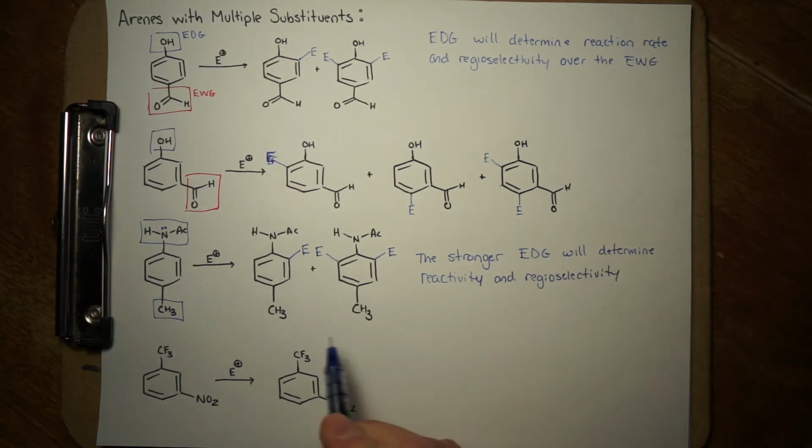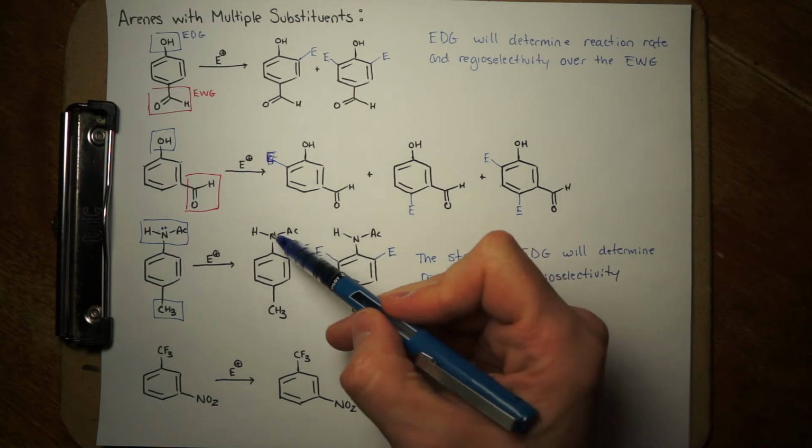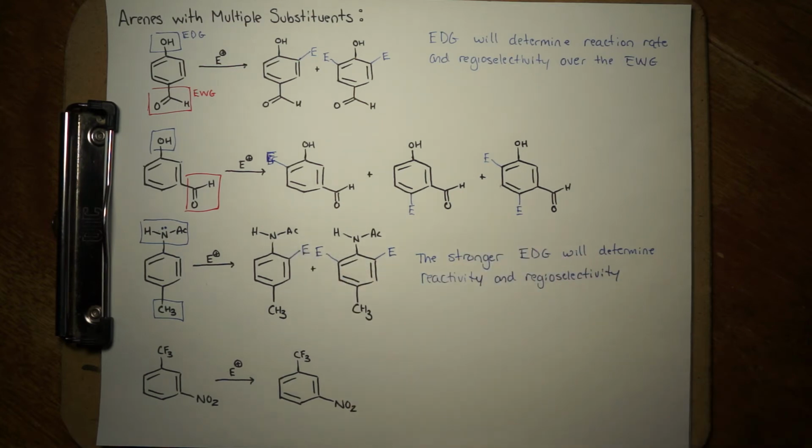So in this case, if we have two electron donating groups on the ring, it's always going to be the stronger electron donating group that determines the reactivity, the overall reactivity, and also the regioselectivity, right? So again, the amino group in this case is the stronger, or the group that better stabilizes an arenium intermediate.